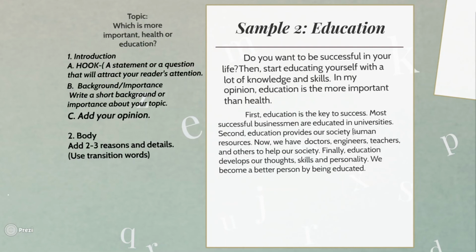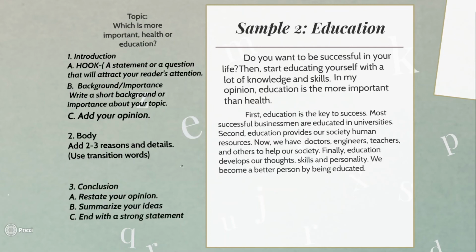Finally, so you have 1, 2, and 3. So finally, education develops our thoughts, skills, and personality. We become a better person by being educated. So this is a sample of the body with 2 to 3 reasons and details using first, second, and finally as transition words. And we go to the conclusion.